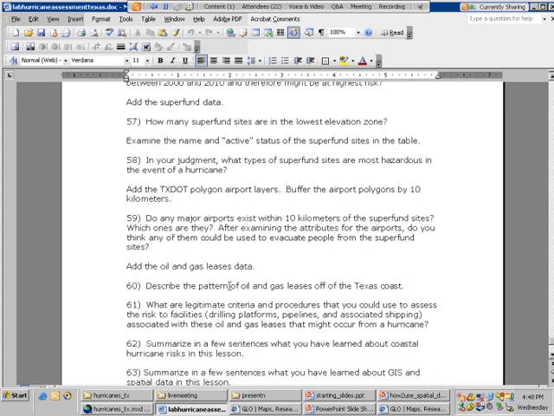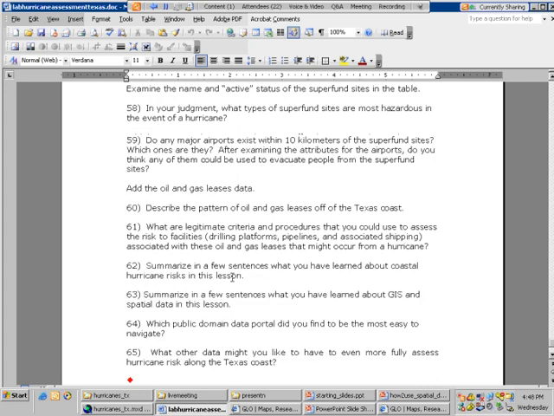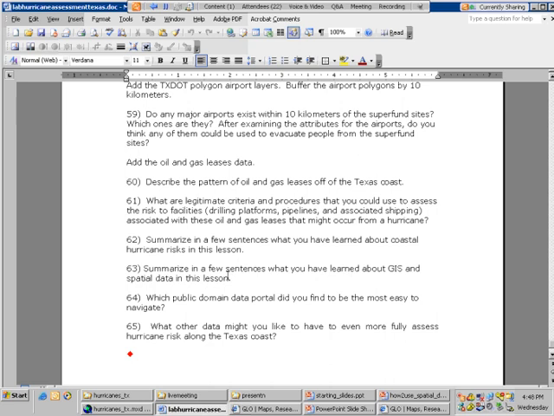And then they look at airports, the oil and gas lease data, and finally, toward the end, okay, what are legitimate criteria and procedures that you could use to assess the risks to facilities, drilling platforms, pipelines, and associated shipping associated with these oil and gas leases that might occur from a hurricane? So, you know, in other words, well, how would you figure out what the risk is?